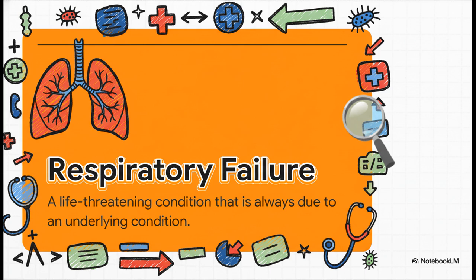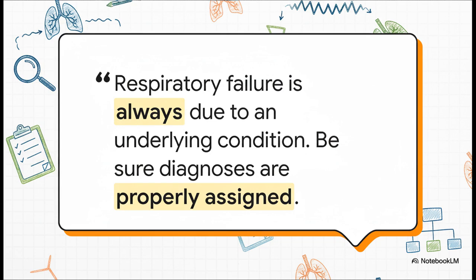We code it under J96.0 for acute, J96.2 for acute on chronic, or J96.9 if it's unspecified. But here's the absolute key. It is always caused by something else. And this quote right here from the source material, this is basically the golden rule. It says it all. You can't just code the failure in a vacuum. You have to find and code the underlying reason for it. The big question then is always, which one comes first?